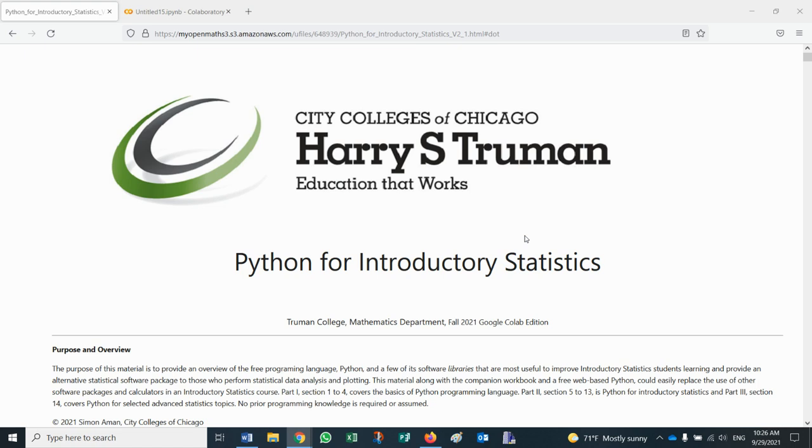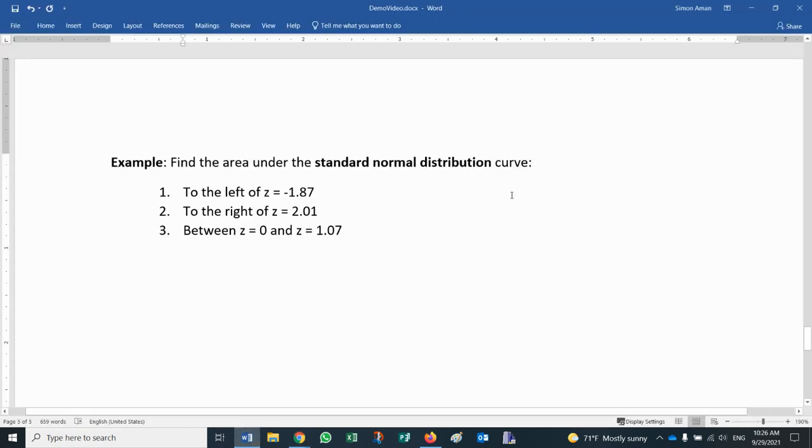In this video, we'll learn how to find probabilities of a standard normal distribution. So find the area, which is the same as the probability, under the standard normal distribution. Remember, the standard normal distribution has a mean of 0 and a standard deviation of 1. Now, the first part says, what's the area to the left of negative 1.87?